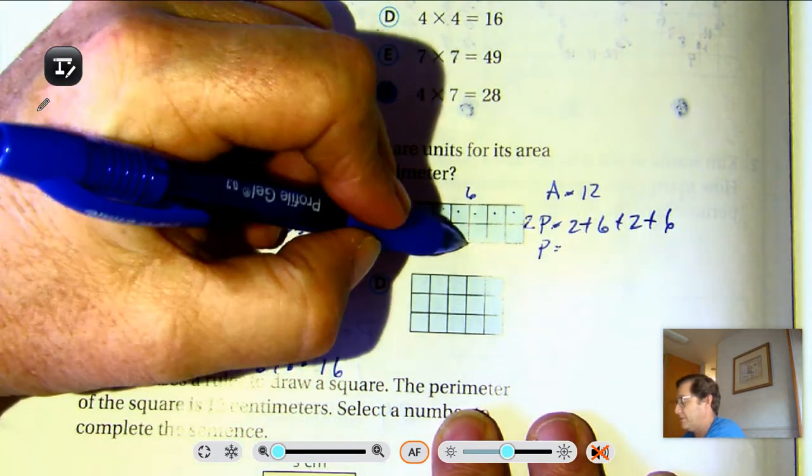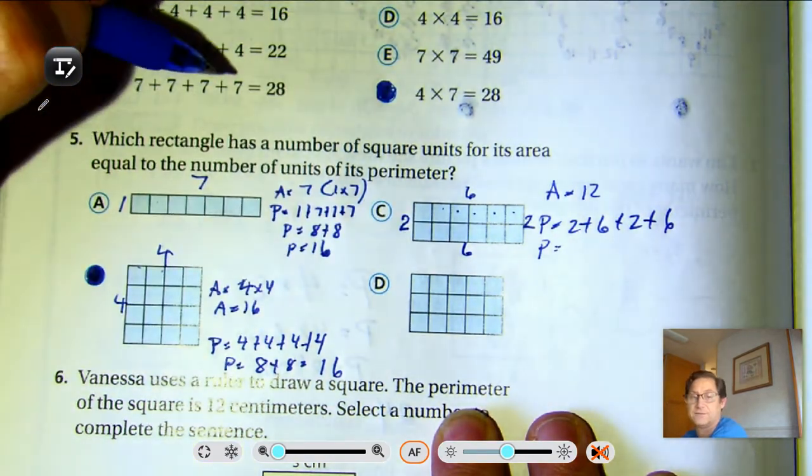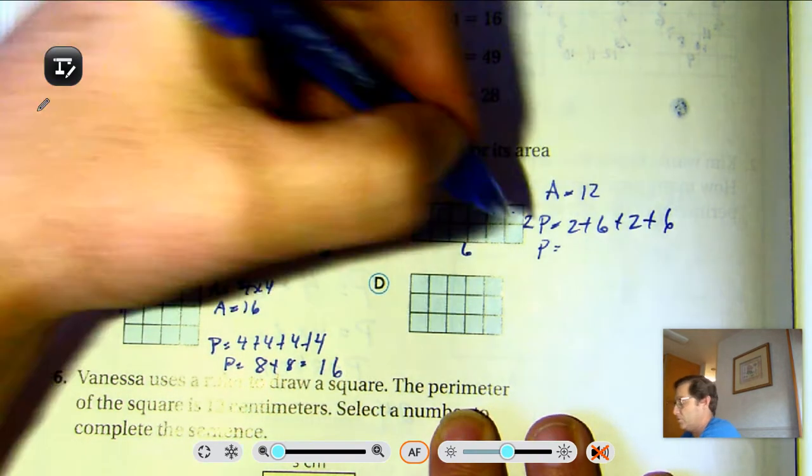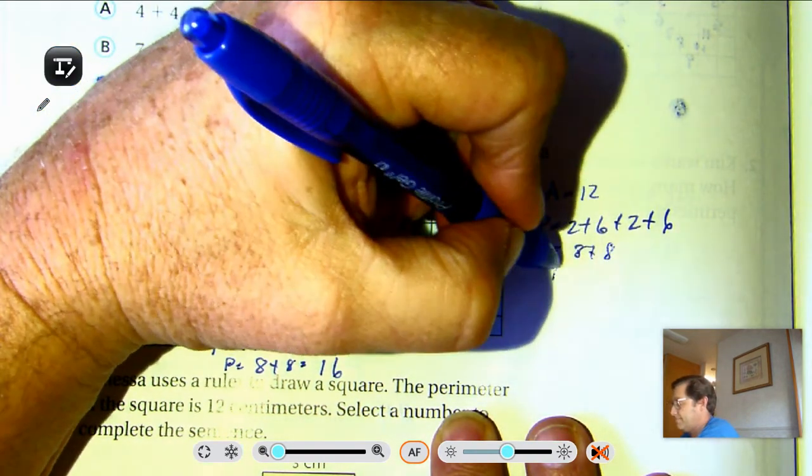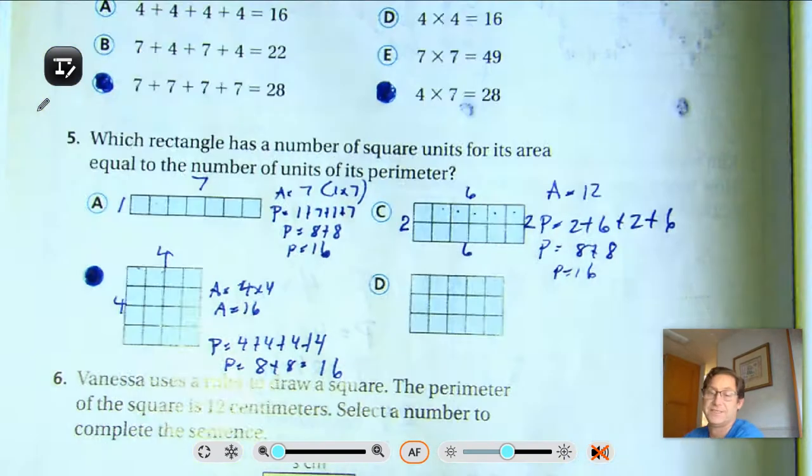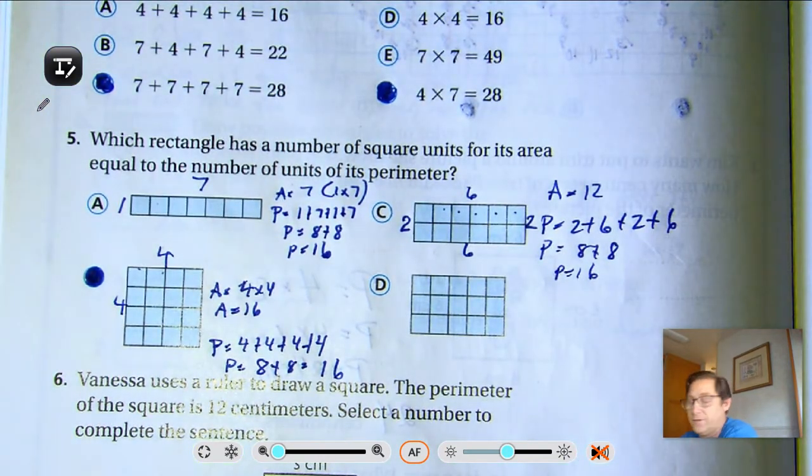Because remember, the other two sides are the same as the given information. So 2 plus 6 is 8 plus 8. Perimeter is 16. So C does not have the same area or perimeter.